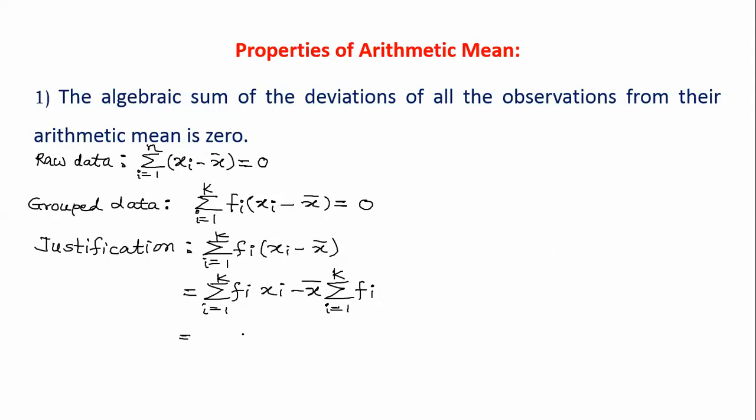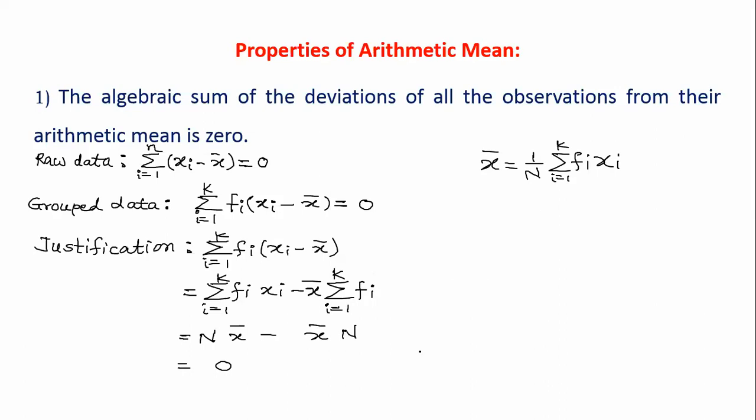And what is summation fi into xi, i from 1 to k? f1 into x1 plus f2 into x2 until fk into xk, and that is the sum of all the observations. As you can see here, the formula of x bar is equal to 1 upon capital N into summation fi into xi, i running from 1 to k. So summation fi xi from 1 to k is nothing but capital N into x bar, and minus x bar into summation fi. The sum of all the frequencies is nothing but the total number of observations, that is capital N, and that is 0.